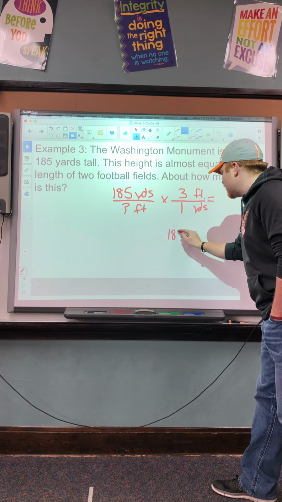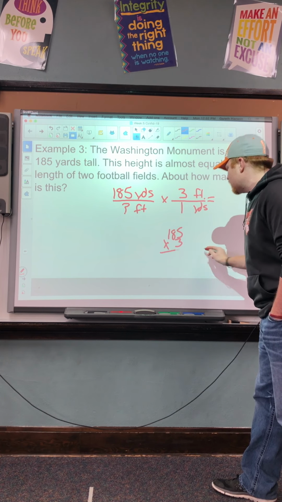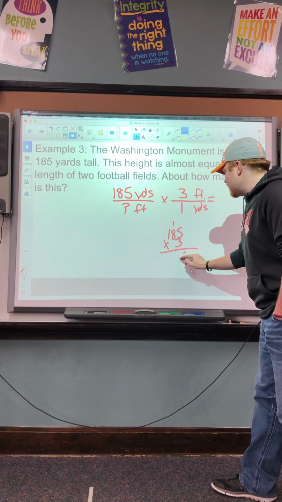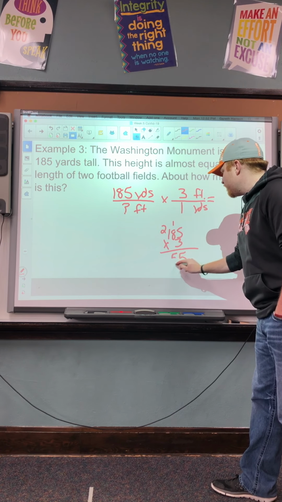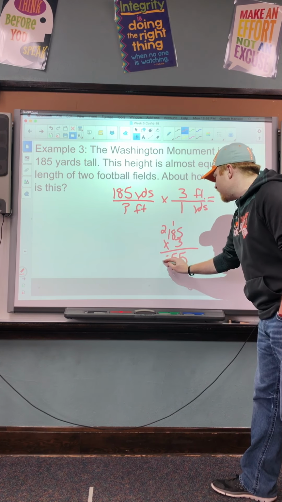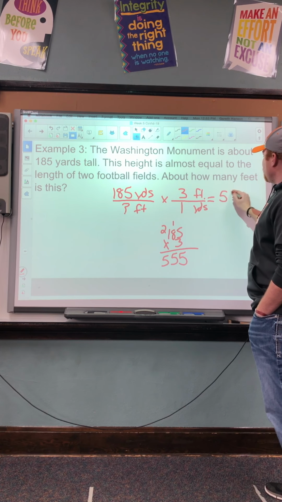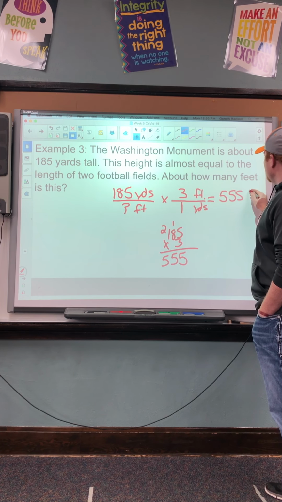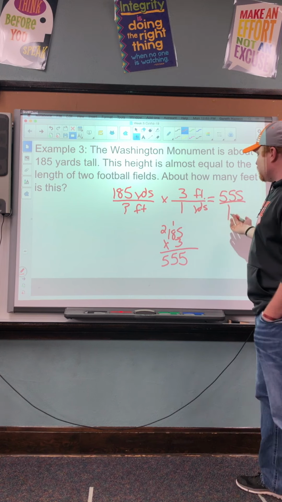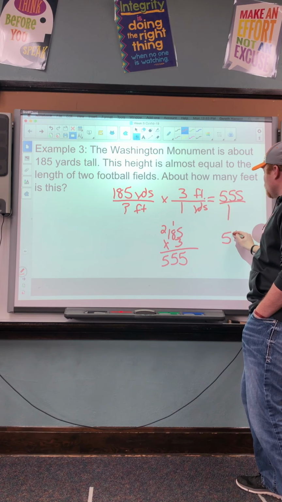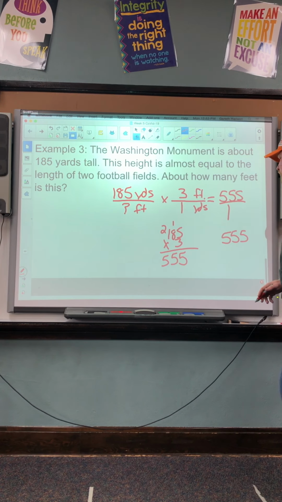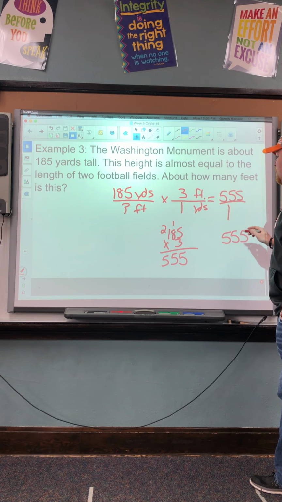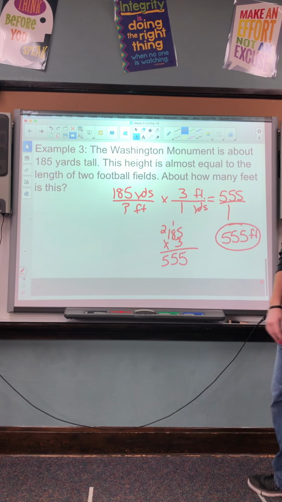So I can't do 185 times 3 in my head, so I'll just go on the side. 5 times 3 is 15. 3 times 8 plus 1 is 25. 3 times 1 plus 2 is 5. So we get 555 over 1. Well, divide that out; don't leave it as a fraction, just have it as a whole number. It'd be 555, and we're wanting to find feet. And then that would be your answer.